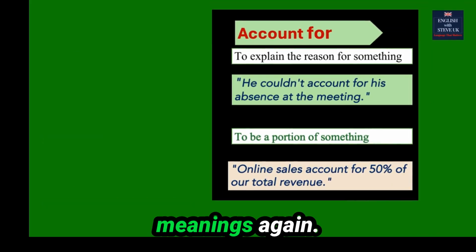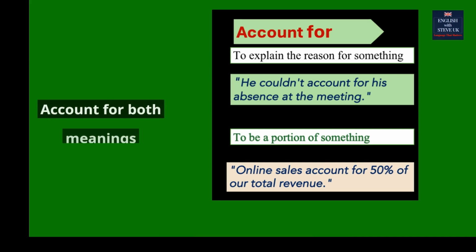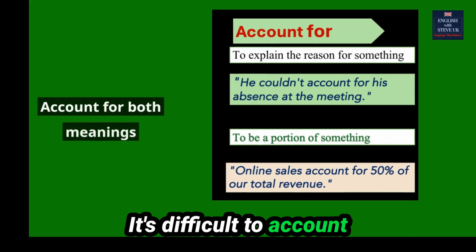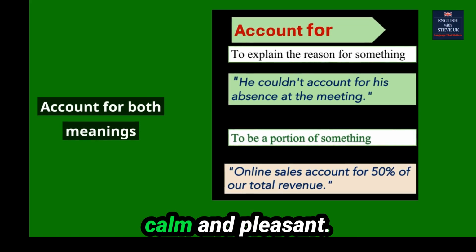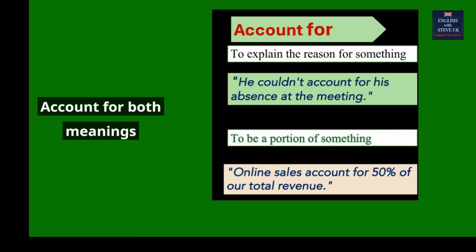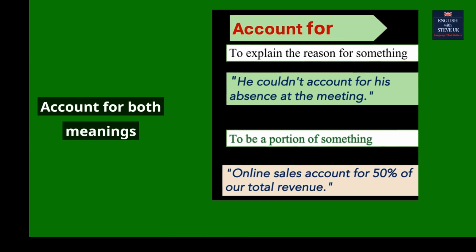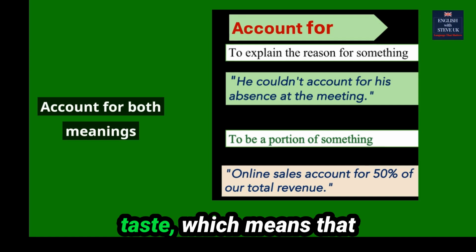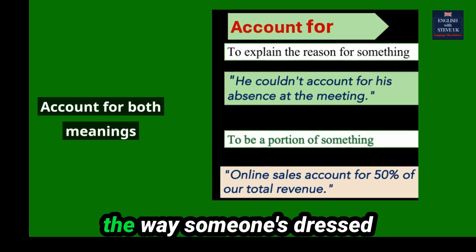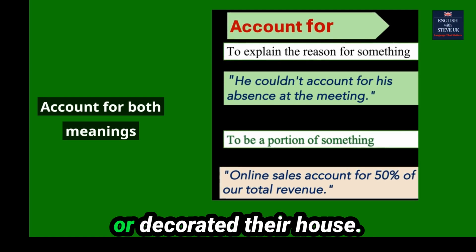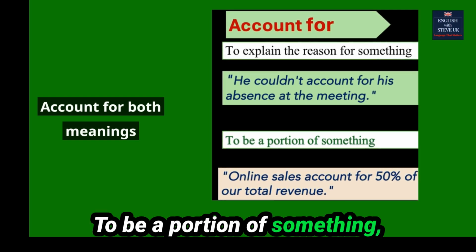Let's look at both meanings again. To explain the reason for something. It's difficult to account for his behaviour. He's normally so calm and pleasant. There's also an idiom: there's no accounting for taste, which means that you probably disapprove of the way someone's dressed or decorated their house. To be a portion of something.